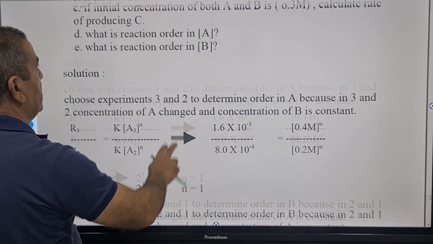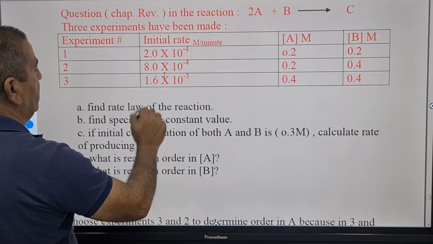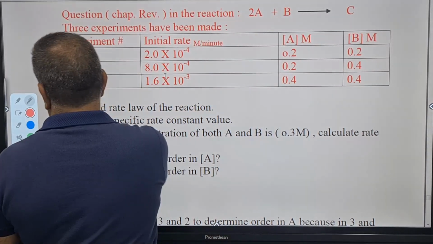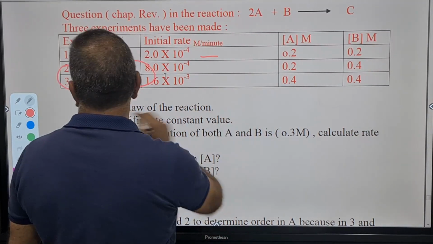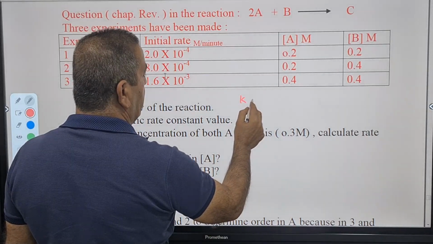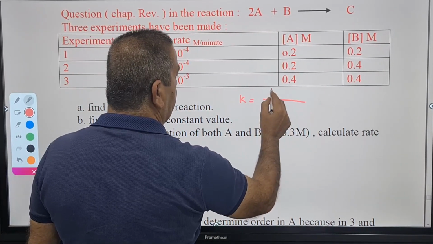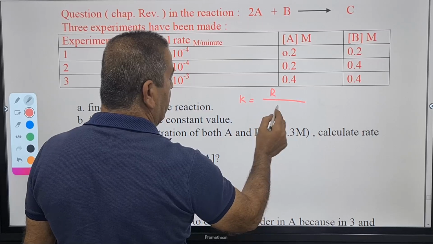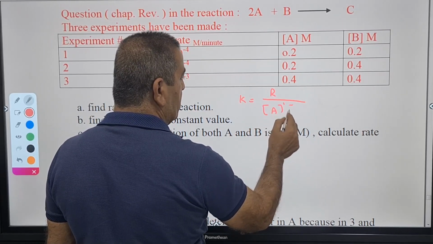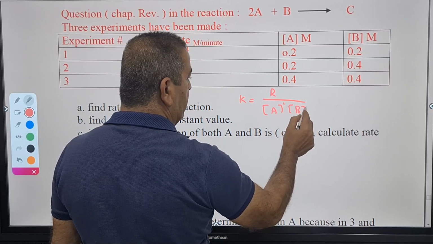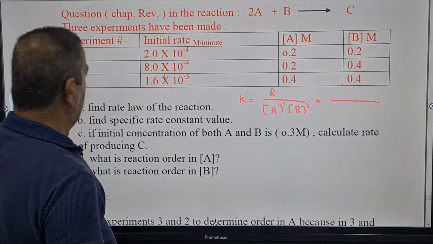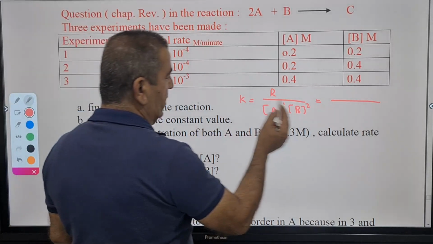We have the experiments here. So we can choose any one of these experiments. For example, this experiment, and apply it to find the value of K. So you will say, K equals R divided by how many? By the concentration of A, its power is 1, times the concentration of B at its power, squared. So any experiment of these will be useful. So let's use experiment 1.